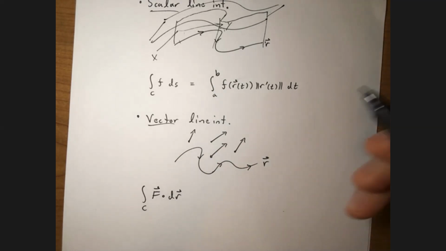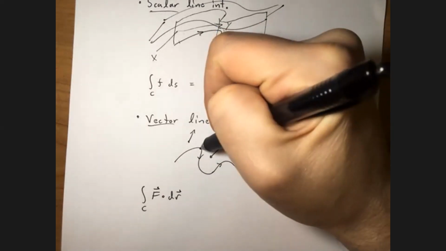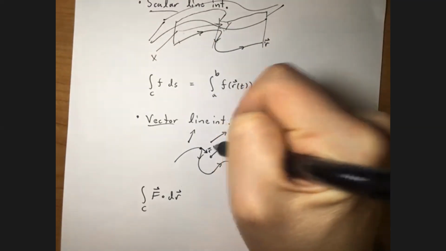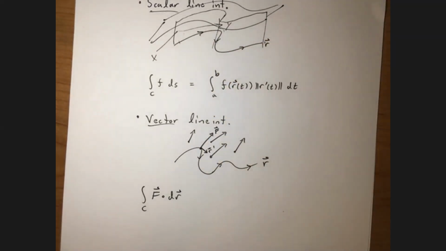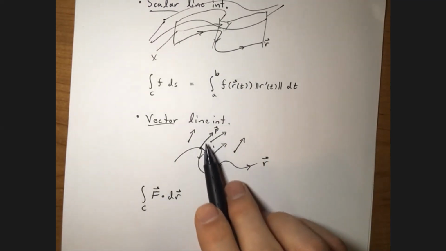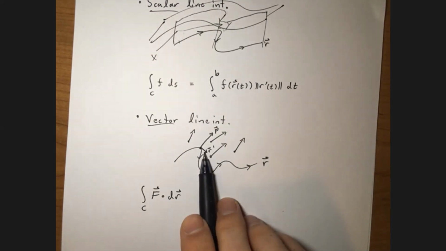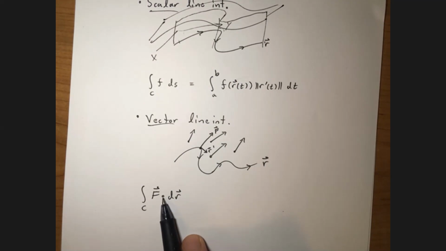Because what we're doing is, at every point on the curve, we're taking the tangent vector to the curve, r prime, and we're dotting it with the value of the vector field there. We get a number, and then it turns into a scalar line integral. The thing that we're integrating as a scalar line integral is the dot product of these two vectors, the tangent vector to the curve and the vector field itself. And so this is a dot product here.